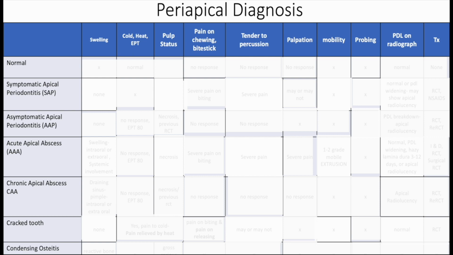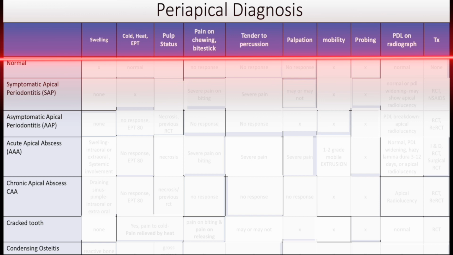So these are all the periapical diagnoses that we will learn. In the next slide, we'll do the same thing and create the entire table. On the left would be normal, symptomatic apical periodontitis, asymptomatic apical periodontitis, acute apical abscess, chronic apical abscess, cracked tooth, and condensing osteitis. And on the column heads, I will compare them on a few different things. Some will be the same, some will be different. I will see swelling: is there any external swelling or any kind of swelling that you can see? Is there going to be cold, heat, or EPT related symptom?